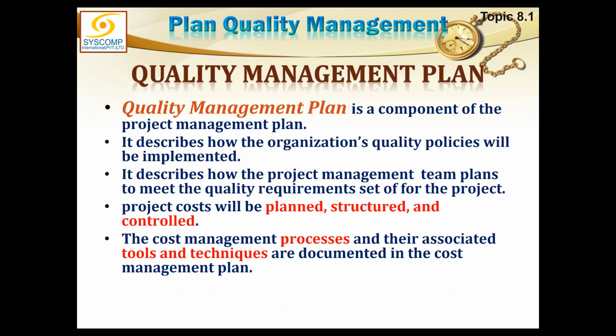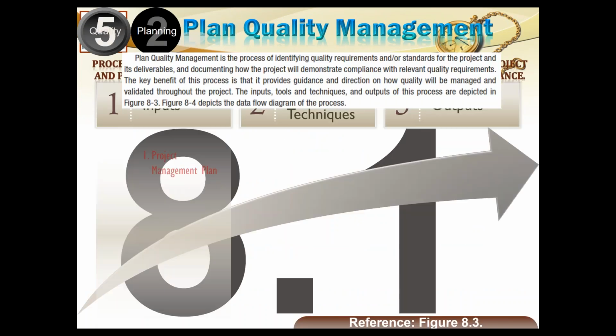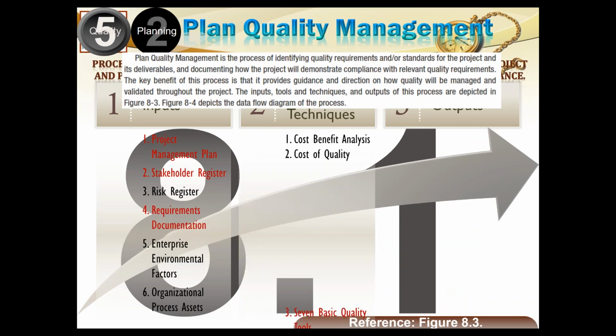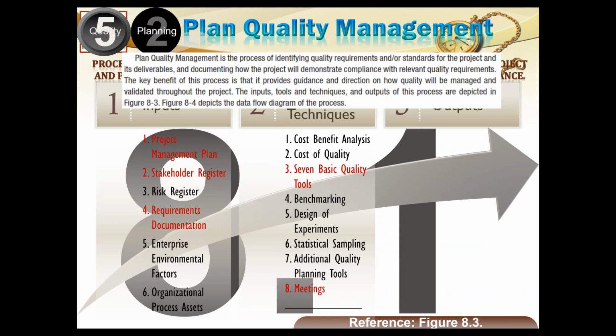So the first process, as I said, was the quality management plan. How is it prepared? The process name is plan quality management. And here we need to have the project management plan and the stakeholder register. Naturally, we are talking to the stakeholders, collecting requirements from them. I'm talking more about the quality requirements. We need to have the risk register. If there are some risks that affect our quality, probably we have to take that into account. Requirements documentation, enterprise environmental factors, and the organizational process assets are required. And then we have got a number of tools.